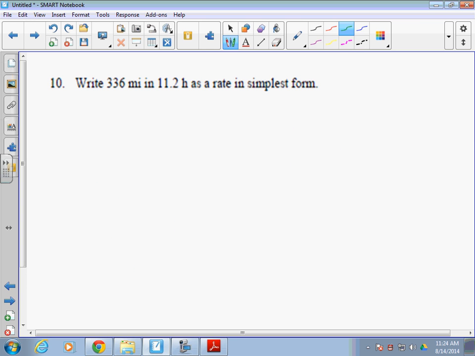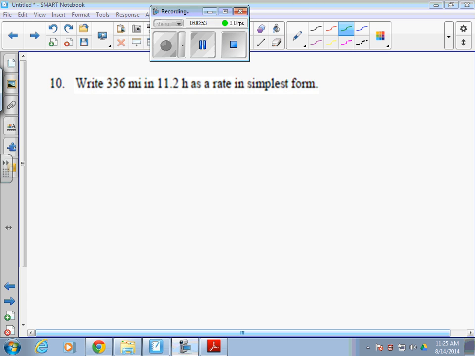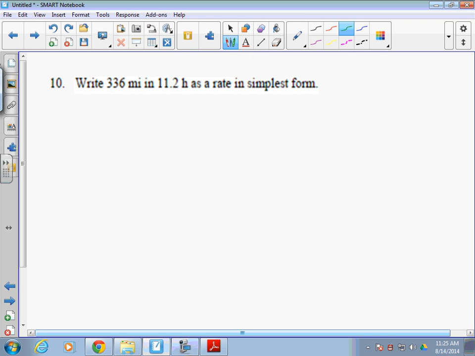Write 366 miles in 11 hours as a rate in simplest form. So we're writing this as a rate in simplest form. Remember, rate is the same thing as speed. So, think of a speedometer, think of miles per hour. So rate is miles, which is distance, per hour, which is time. So right here we have your rate or your speed.